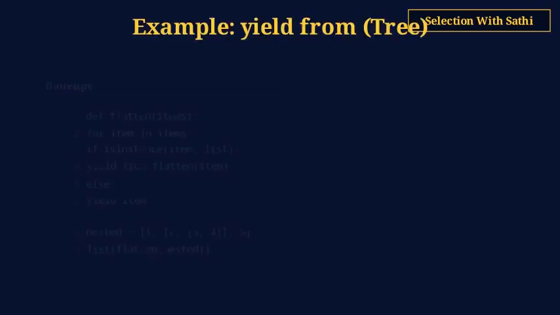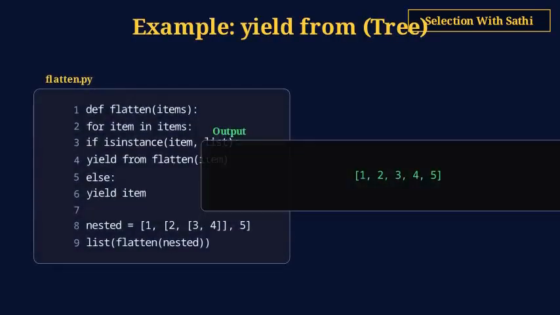Yield from makes recursive generators clean and readable. Our flatten function iterates over items. If an item is a list, it uses yield from flatten of that item, recursive delegation. Otherwise, it yields the item directly. Flatten of [1, [2, 3], 4, [5]] gives the flat sequence 1, 2, 3, 4, 5.